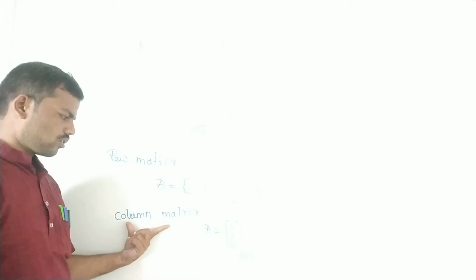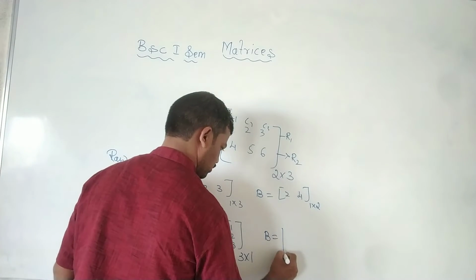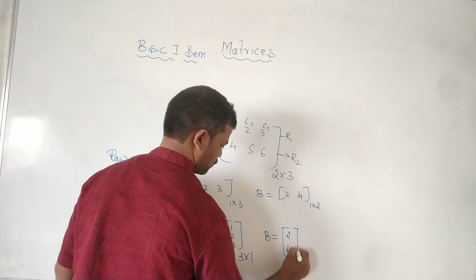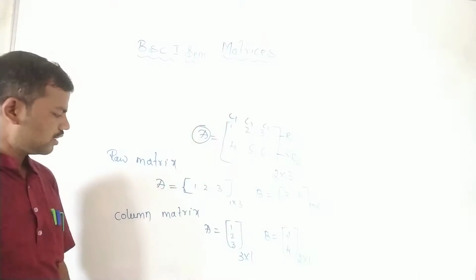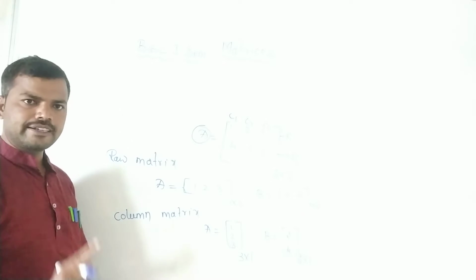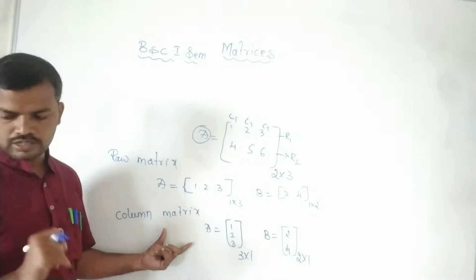And B is equal to 2, 4. How many rows do we have? 2 rows and 1 column. That is also called a column matrix. A matrix which contains only one column is called a column matrix.